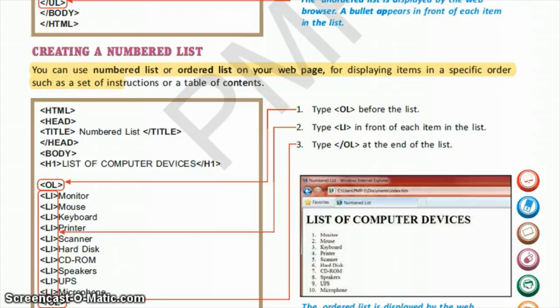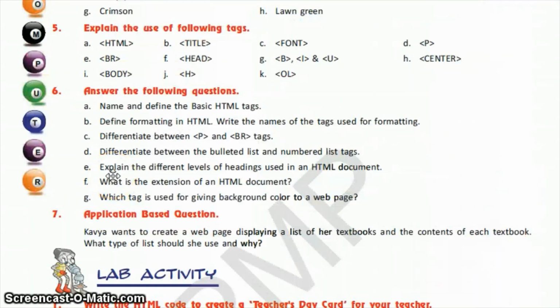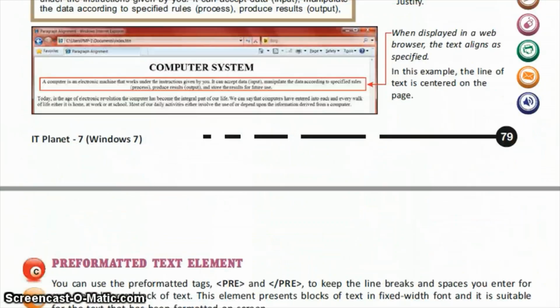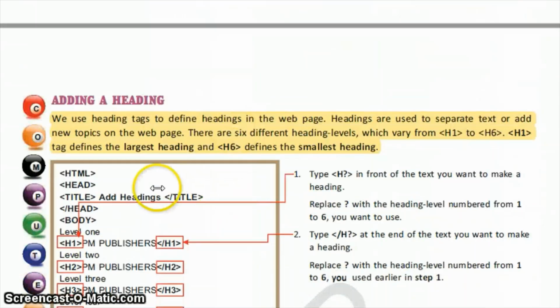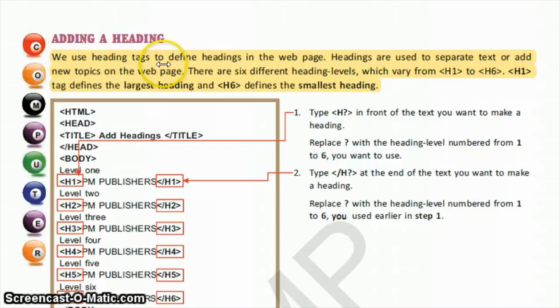Now the next question, the fifth question, is explain the different levels of headings used in HTML documents, and the answer is on page 78. We know that HTML has 6 different heading styles. So we use heading tag to define headings in web page. Headings are used to separate text or add new topics on the web page. There are 6 different heading styles from H1 to H6. H1 is the largest heading and H6 is the smallest heading.